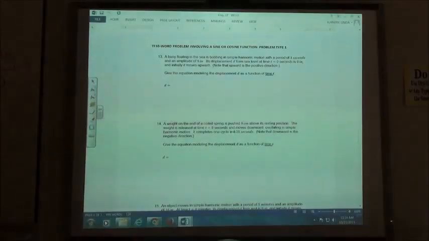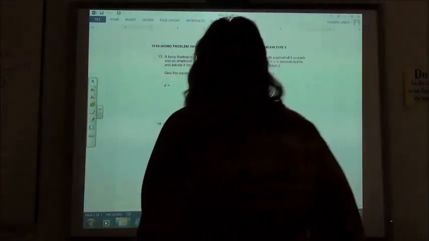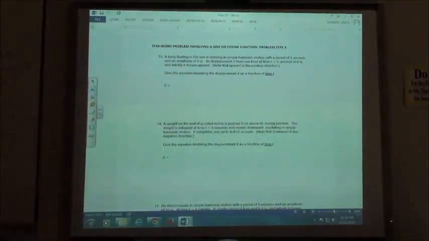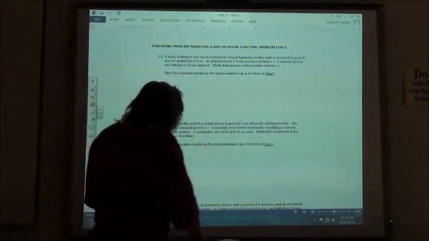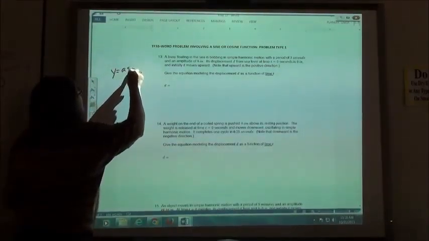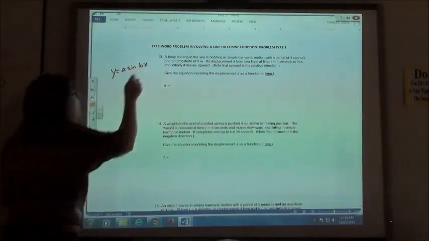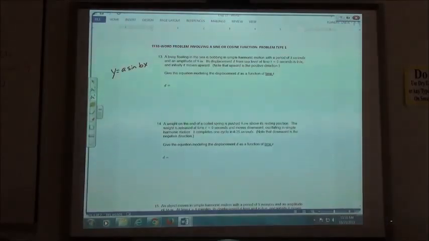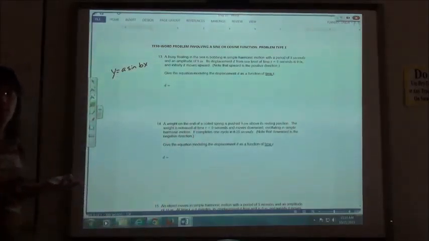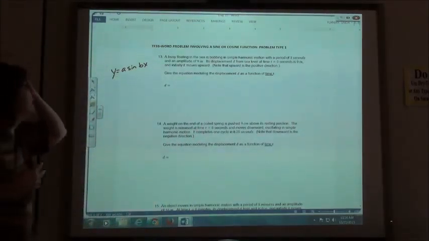These next ones then, we are having a word problem where we are going to give the equation modeling the displacement of d as a function of time. In other words, we're going to write the sine or the cosine curve like we did on those first ones, either in the form of y equals a sine of bx or cosine of bx, depending on what you have. So what you kind of want to do is read the problem, sketch out a picture of what it looks like, so then you can look at the graph and think about, well, what is it going to be?